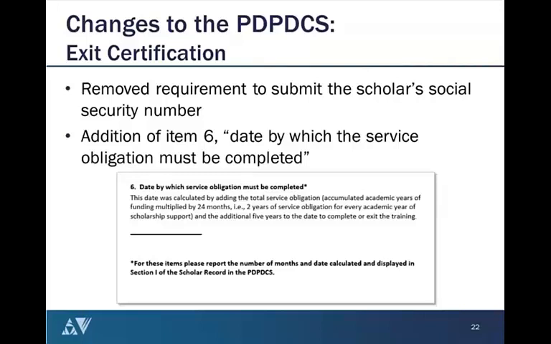In addition, an item 6 was added to clearly define the date by which the service obligation must be completed. Similarly to the pre-scholarship agreement, these instructions outline the formula for calculating this date, which is the accumulated academic years of funding multiplied by 24 months, plus an additional 5 years, which is the grace period.